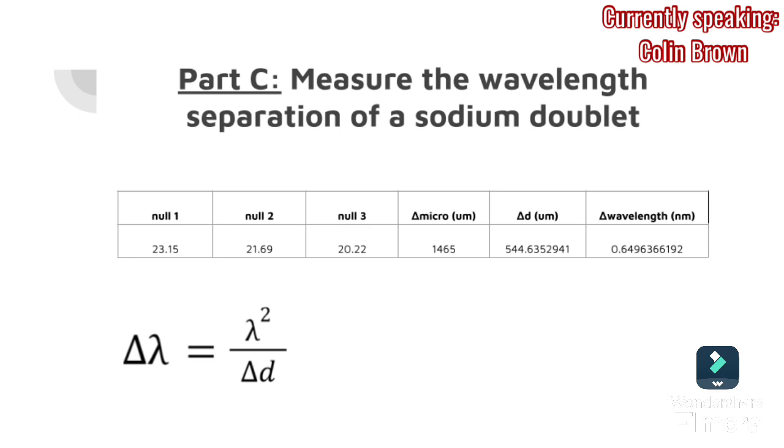To find the wavelength difference, we measured the position of 3 nulls, or where there was the maximum destructive interference, where the pattern appeared weakest. The average difference in position between the nulls was taken as delta D. Then using the equation on screen, we calculated the difference in lambda as 0.65 nanometers. This is a very good result compared to the expected value of 0.6 nanometers.